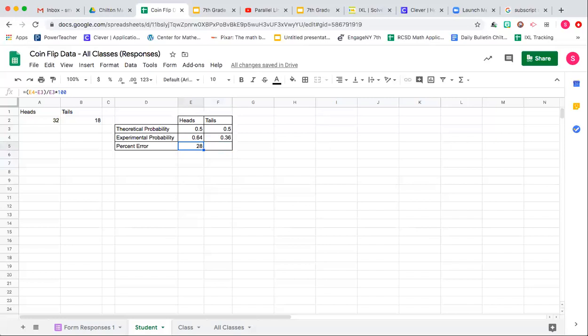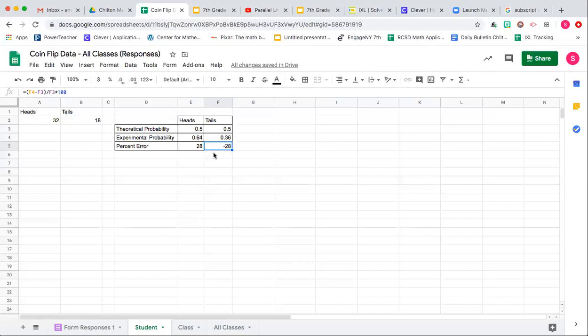Now I'm going to copy this and I'm going to move it over here. Okay, so notice that the equation that I used to calculate percent error, when I moved it over here and copied it, automatically updated so that it was cell F3 and cell F4 that we were using. And then this is the percent error. Percent error is going to be the same for both of these. Sometimes you'll see a negative, but we won't go into that right now. But we can say the percent error for this experiment was 28%.